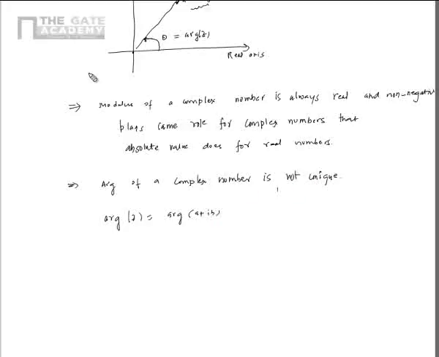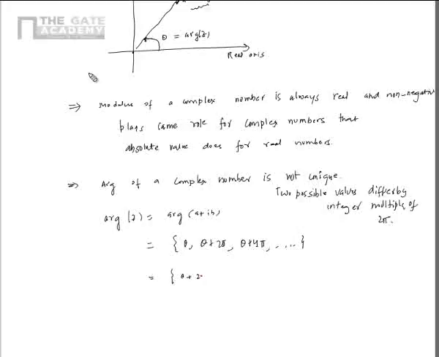You can say the two possible values differ by an integer multiple of 2 pi. So I can write this as theta, theta plus 2 pi, theta plus 4 pi, and so on. So in general, the argument is theta plus 2k pi, where k belongs to the integers. It can be plus or minus.